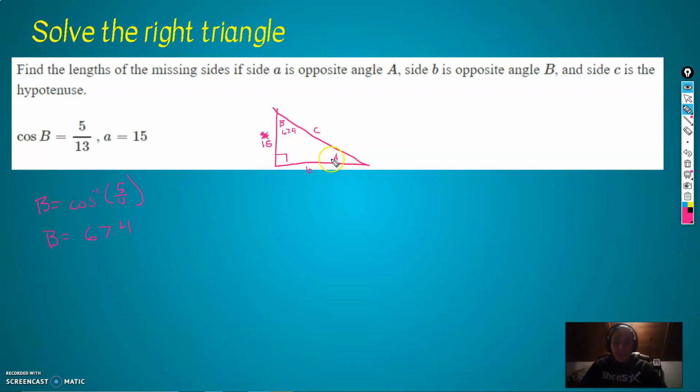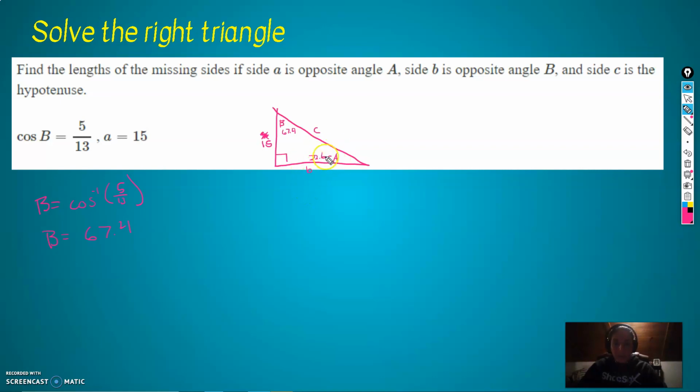Okay, how could we find capital A? Well, 180 minus 90 minus 67.4, which is 22.6. So angle A is 22.6. Okay, now I need to find lengths b and c. Well, how could I do that?